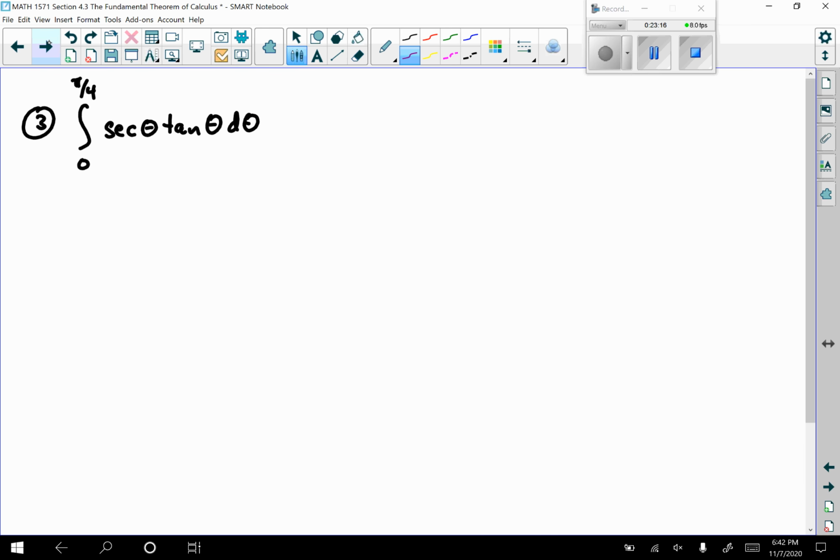All right, let's throw in some trig functions here. So this is the integral from 0 to pi over 4 of secant theta, tangent theta, d theta. So if it helps, we could keep parentheses around that. Give this a try. Think the antiderivative. So go back and think of what you would take a derivative of to maybe get this.